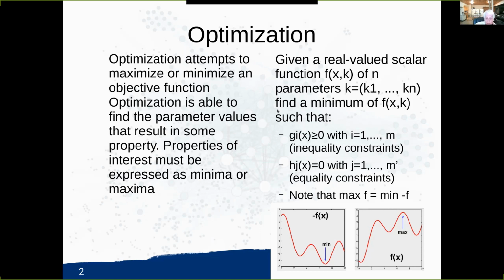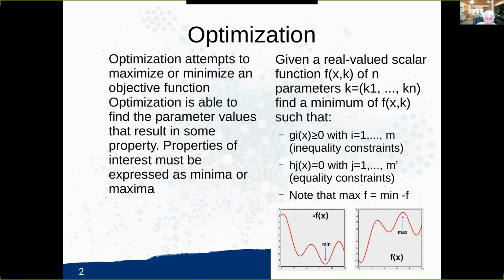And important is, if you do optimization, if you can minimize, you can always maximize, because the maximum of the function is the minimum of the negative of the function. So what I'm talking about in the future is minimizing, but that's not a constraint. Down here, you just see how that actually applies.